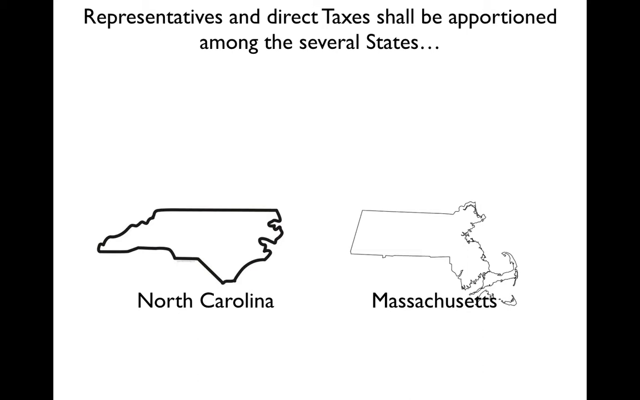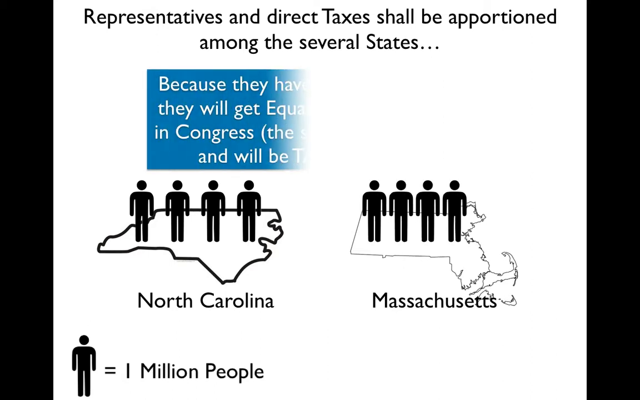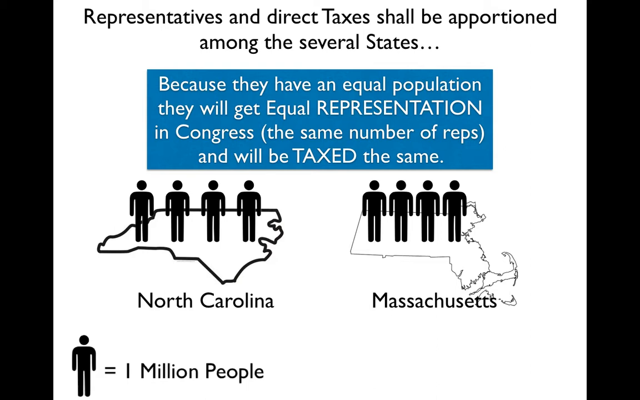So it kind of looks something like this. North Carolina is a slave state, Massachusetts is a free state. Let's just say North Carolina has 4 million free people and Massachusetts has 4 million free people. Because they have an equal population here, according to the House of Representatives, they would get an equal number of representatives, right? They have the same number of representatives and would be taxed the same. But that wasn't the case. North Carolina actually has slaves.